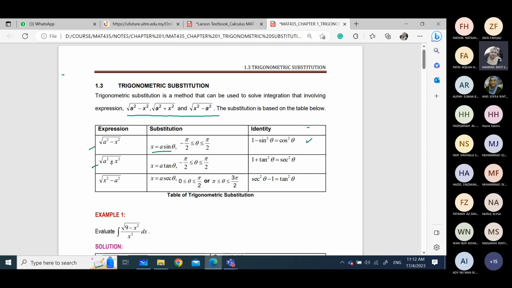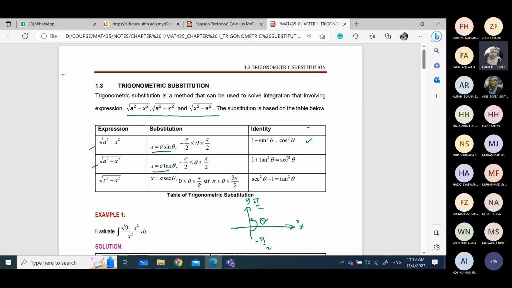Right, so next, if we have this expression in our integral, we substitute a tangent theta into x. Okay, so the expression here is square root a squared plus x squared. So we substitute a tangent theta into x. Okay, and the angle is from negative pi over 2 to pi over 2. So maknanya dekat sini dia punya angle dia negative pi over 2 to pi over 2. Okay, so maknanya dia adalah sudut dia daripada sini ke sini lah. Okay, so this is the angle.